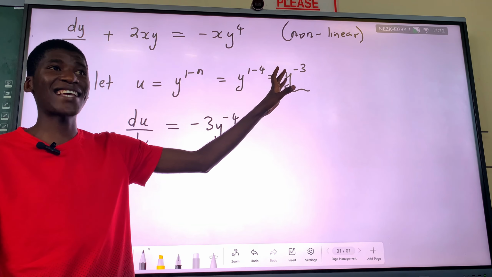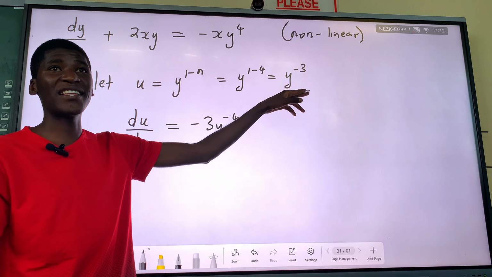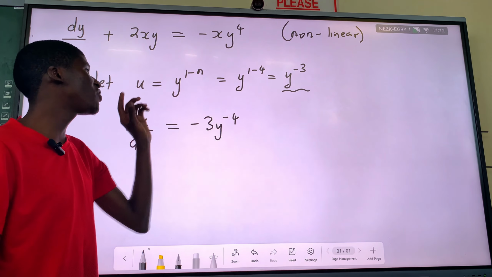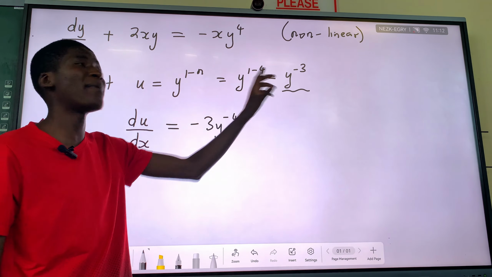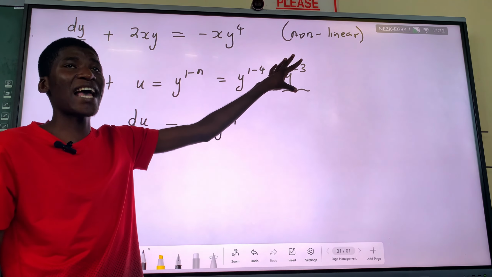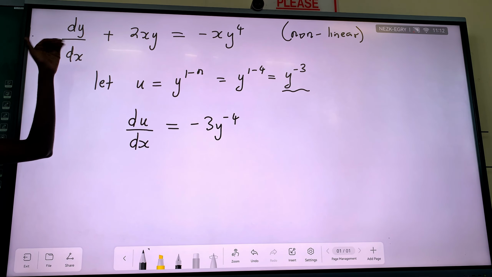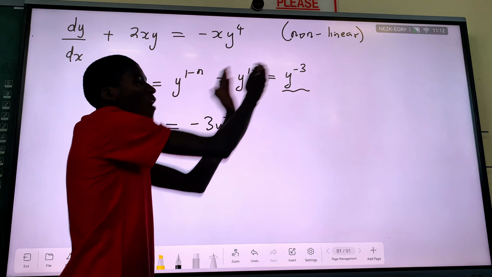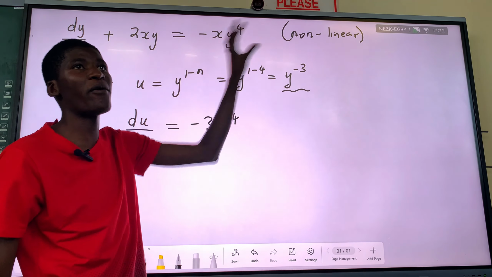Pay attention for the last time. Ngithini mina? I'm saying u is a function of y is a function of x. So for me to differentiate u with respect to x, I must differentiate y qala. I must differentiate u with respect to y qala. And after that, I must multiply with the derivative of y with respect to x. So lana I differentiated u with respect to y. Ngathola negative 3y to the power negative 4 using the power rule.